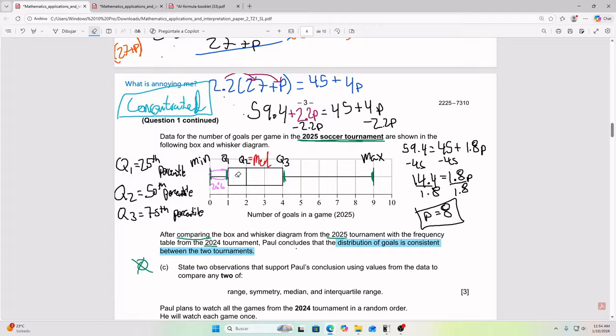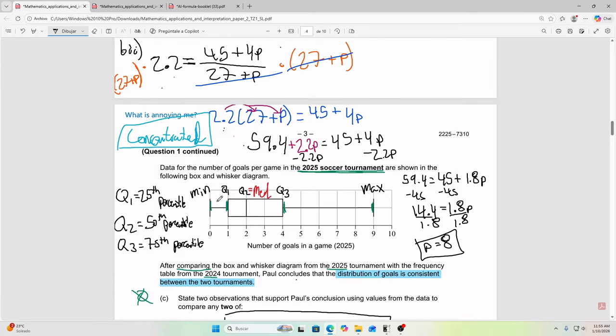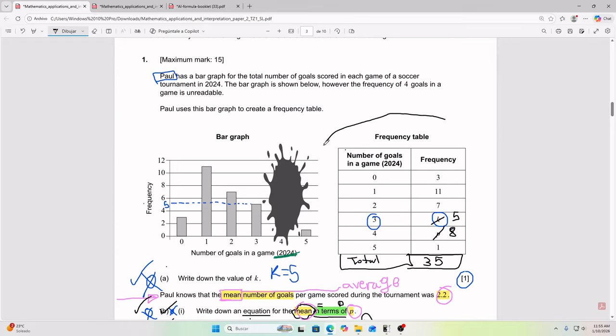But the relevant part for me is understanding where the Q1 lands, where the Q2 lands, where the Q3 lands. And so in order to even start to understand how to compare range, symmetry, median, and interquartile range, which I will get into what each of these mean in a second, it's important that you can identify the min, the Q1, the Q2, the Q3, the max in the box and whisker, but also here. So think about it this way.